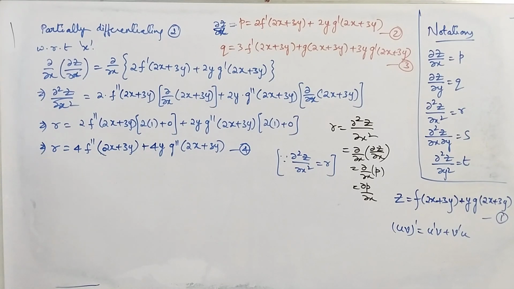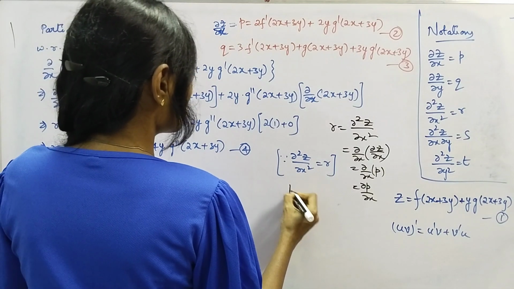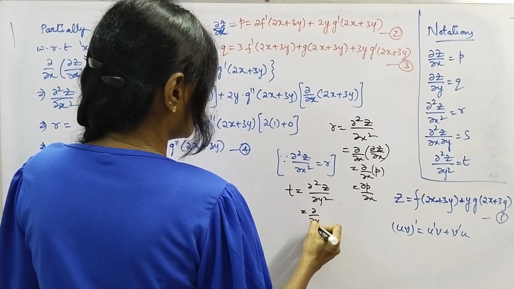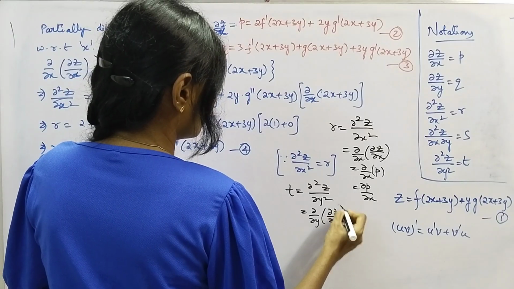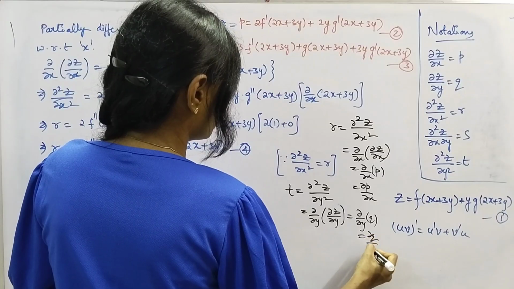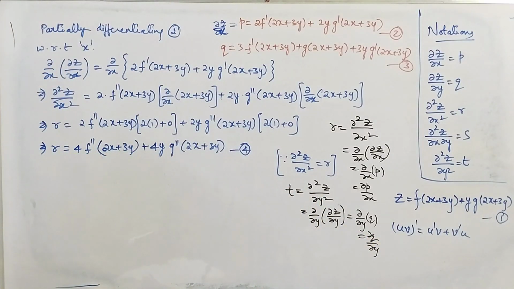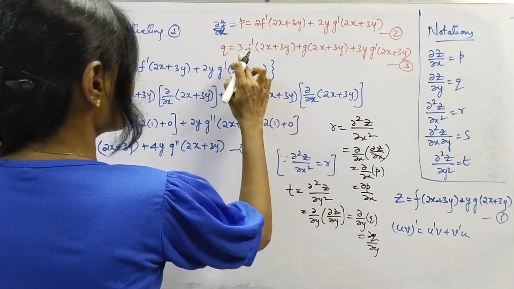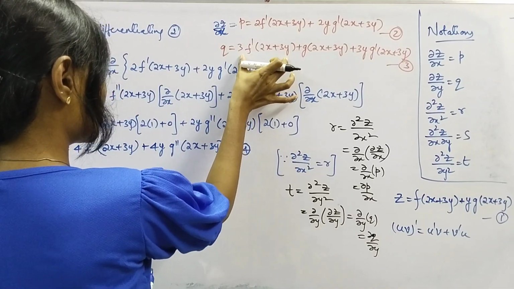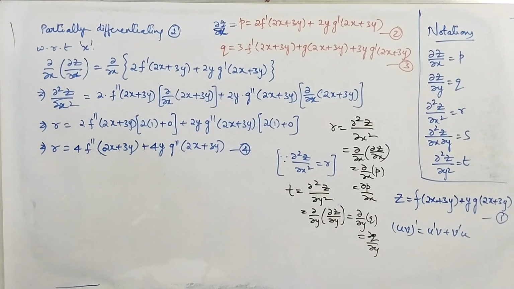Now let's find the equation involving t. You know that t is nothing but ∂²z/∂y². We can write this as ∂/∂y of ∂z/∂y. Since ∂z/∂y is nothing but q, we'll get ∂q/∂y. ∂q/∂y is t, right? Now pick the equation involving q. So this is the equation involving q. Now partially differentiate it with respect to y. Partially differentiate this equation with respect to y to get the equation involving t.